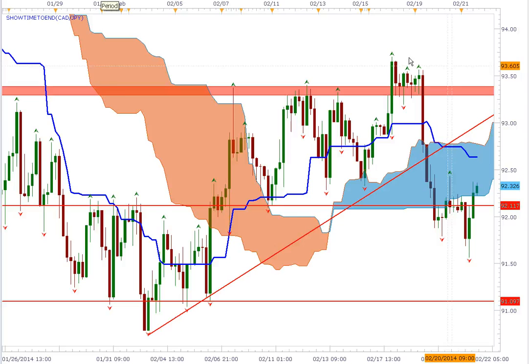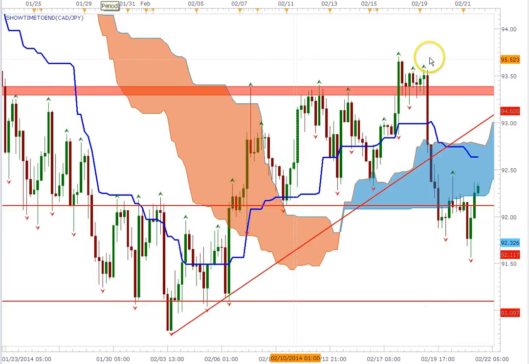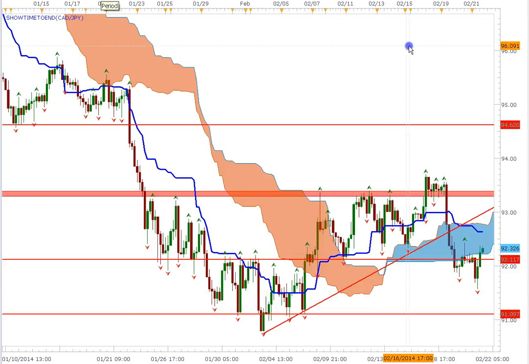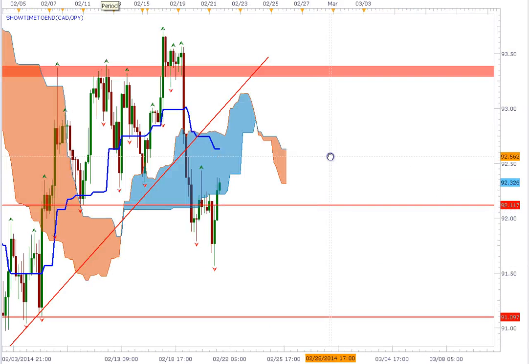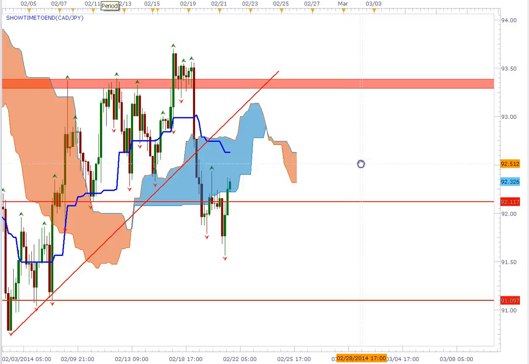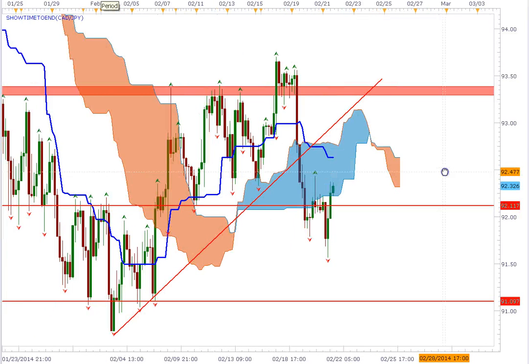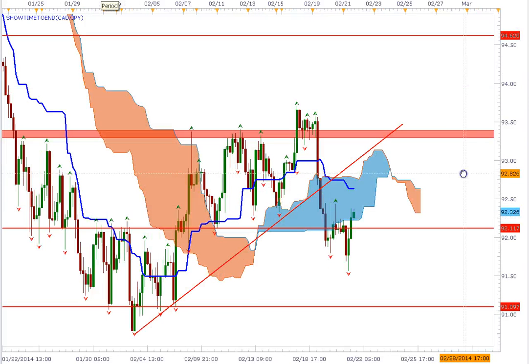Here's where I put my trend line in on this time frame. I put it in on the 4-hour time frame, you can see that trend line there. Okay, so let's move this so we can see it. And you can see my level here, my support and resistance zone.